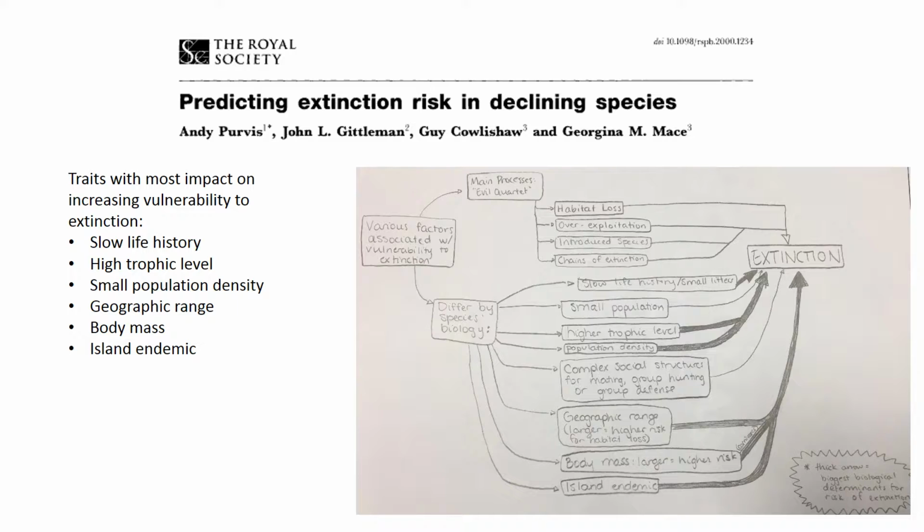So the traits that have the most impact on vulnerability are slow life history, like small litter sizes or slow reproductive cycles, high trophic level or a high position on the food chain, small population density, geographic range, because larger ranges are at a higher risk for habitat loss, body mass, so larger animals are at a higher risk, and island endemic species.